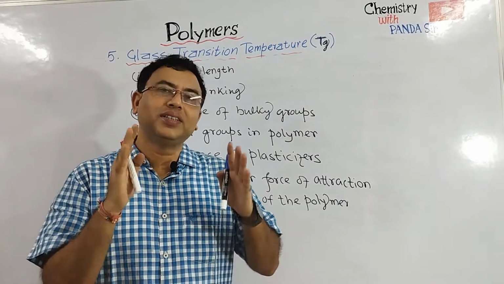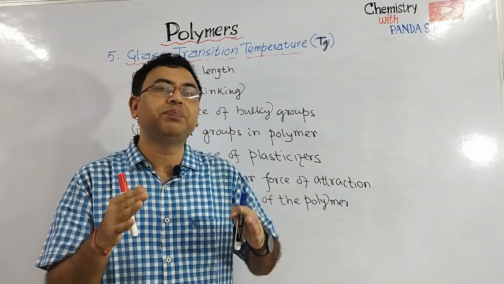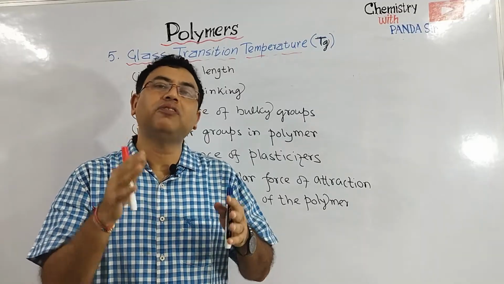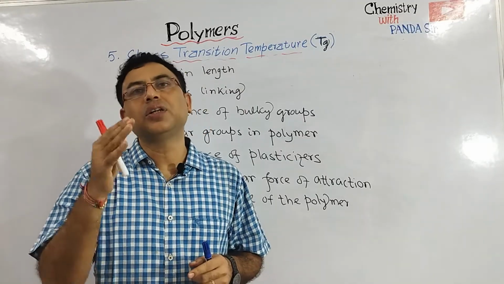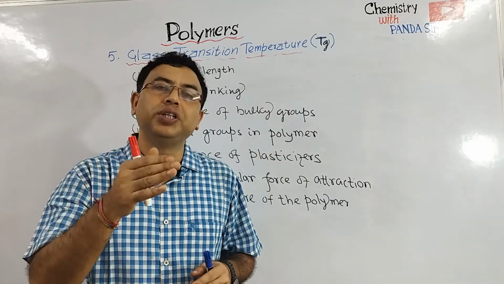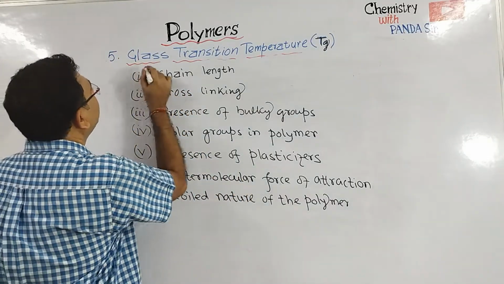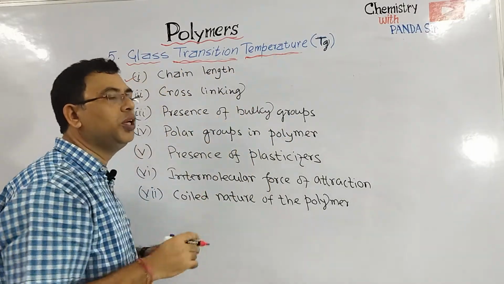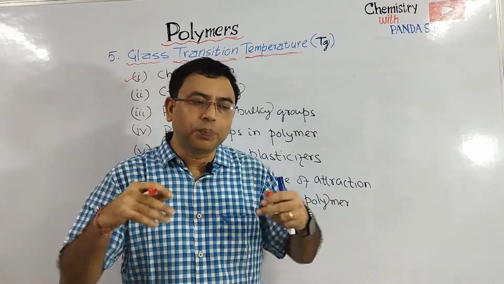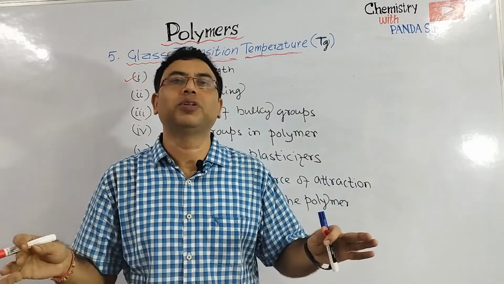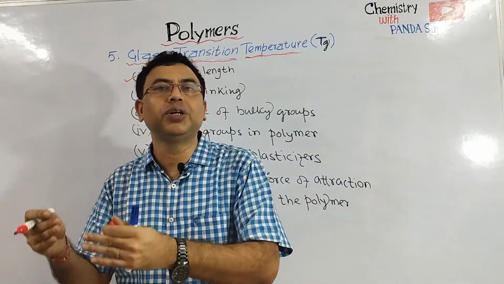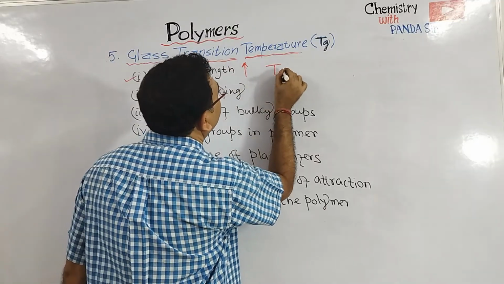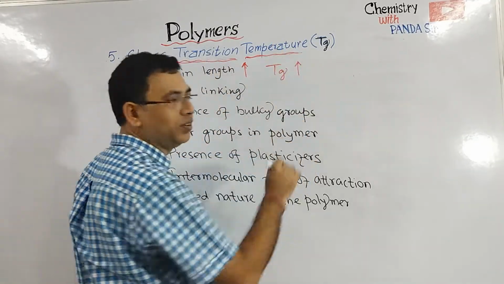So now, as I said, the glass transition temperature is a very, very important parameter. Let us discuss the factors on which the glass transition temperature value depends. Let's start. The first point is chain length. If the chain length increases, the polymer needs more energy for the movement. It means the glass transition temperature will be high. So if chain length increases, the Tg value will also increase.